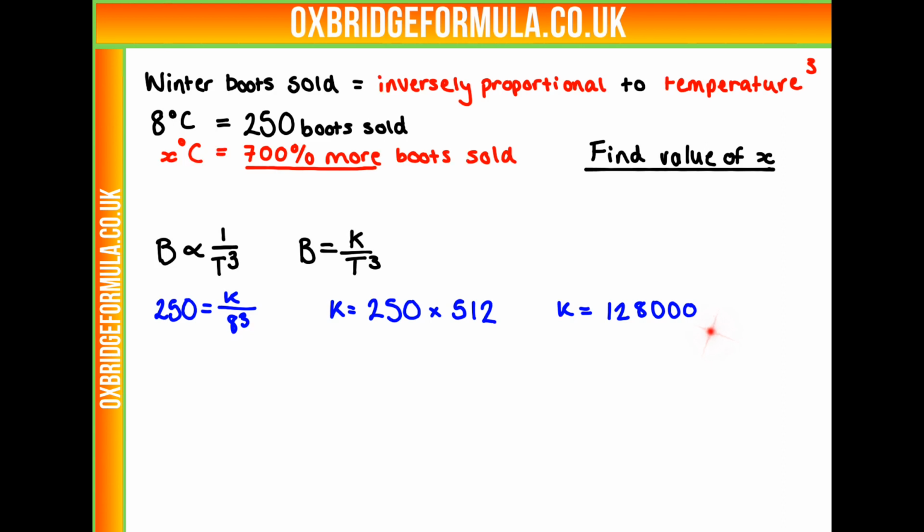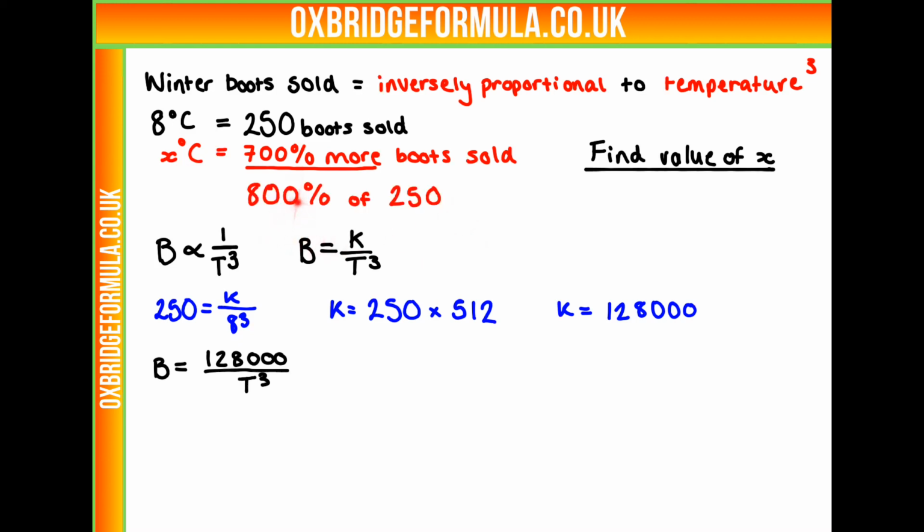Now we have our equation, we can substitute in our K. So B equals 128,000 over T cubed. Now we can work out what our X is going to be. So that's going to be our T value down here. But what is our B going to be? We know that 700% more boots were sold. So how many does that mean were sold overall?